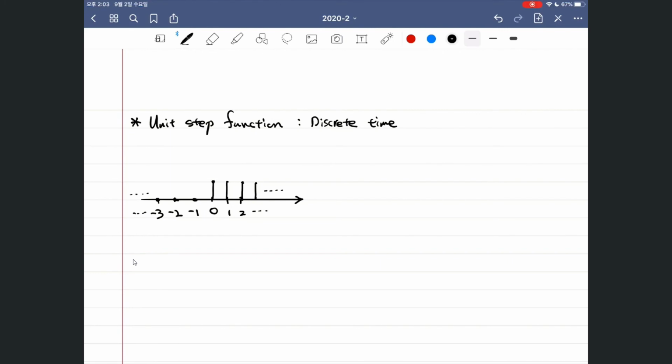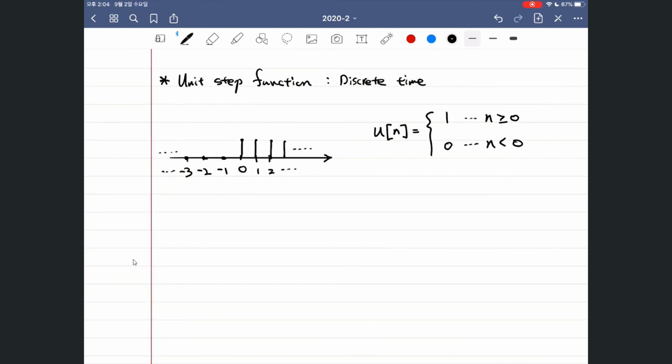Okay, so in equation, we denote the unit step as u. We will do this for the entire lecture, the entire course. So u[n] is 1 if n is bigger than or equal to 0, and u[n] is 0 if n is smaller than 0. So this is called a unit step function.